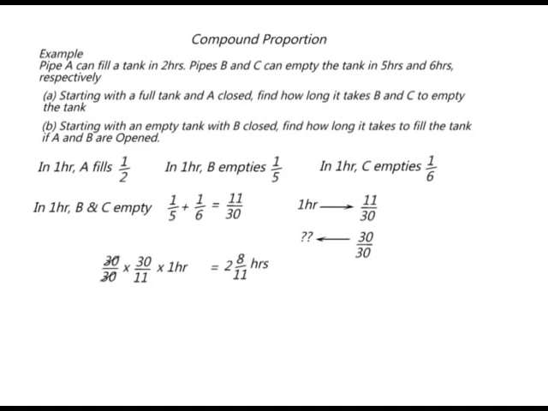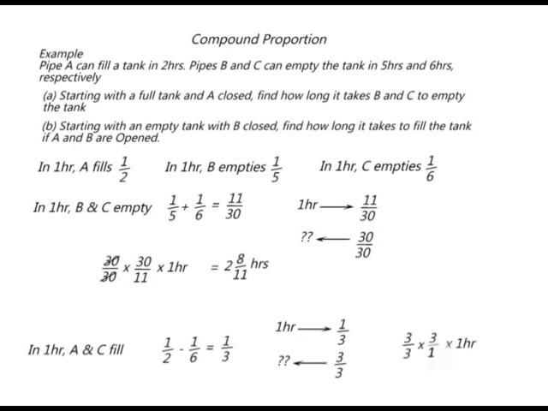B, in 1 hour, A fills a half of the tank and C will empty 1 over 6. And so A works faster than C. What fraction will be filled in 1 hour if both were opened? It's the difference between the two fractions. So a half minus 1 over 6 will give us 1 over 3. So in 1 hour, a third of the tank will be filled. What about 3 over 3? So 1 hour is equivalent to a third. What about 3 over 3? So we do 3 over 3 times 3 over 1 times 1 hour, and we get 3 hours.